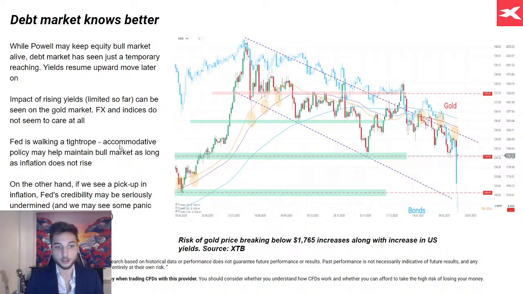The Fed is walking a tightrope, as I said, and on the other hand, if we see a pickup in inflation, the Fed's credibility may be seriously undermined, and we may see some panic reaction from the central bank, whether it is increasing interest rates or some other measure that they might take to counter the rise in inflation. Of course, as the yields increase, the risk of gold falling increases as well. As I mentioned earlier, they are tied in a way to cover inflation.